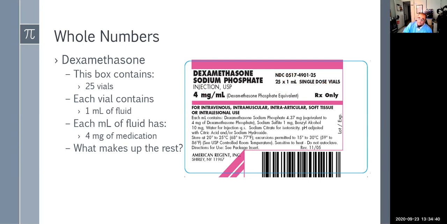Now we might use this for ultrasound. We might use this for e-stim. We'll talk about when these get used in the future here. But if you have 4 milligrams, that means the medicine has to have other stuff. Well, that's a suspension as well. And that suspension is mostly water that the medication is stored in, right? It's sodium sulfate and a little bit of alcohol and water injection of sodium citrate to keep it preserved. But all that's that little vial, right?